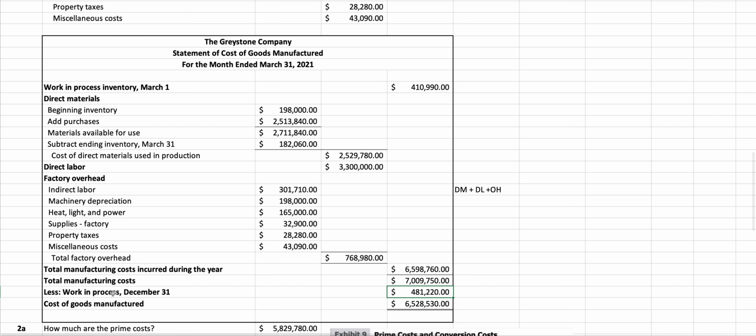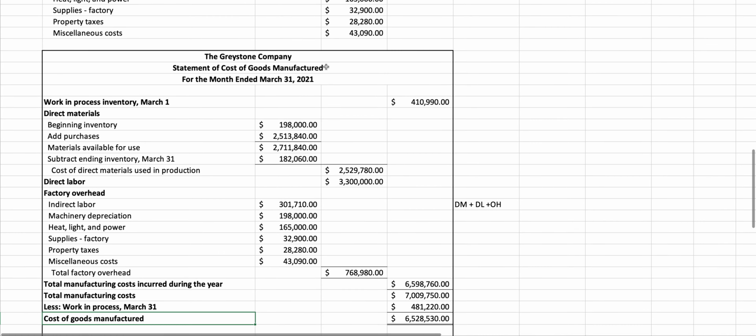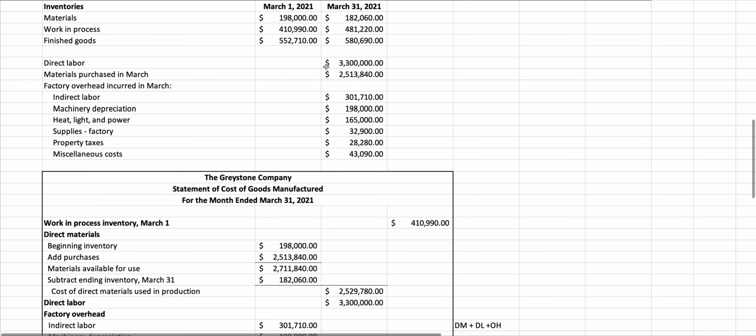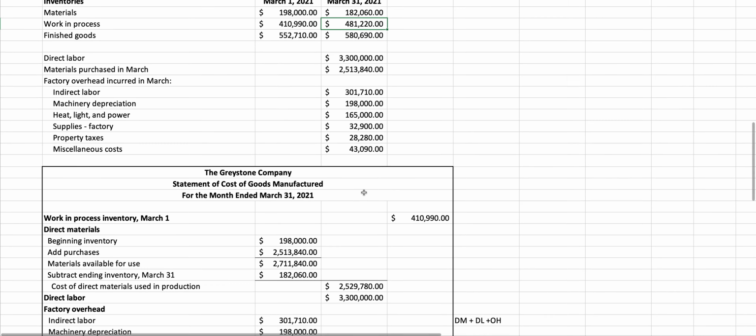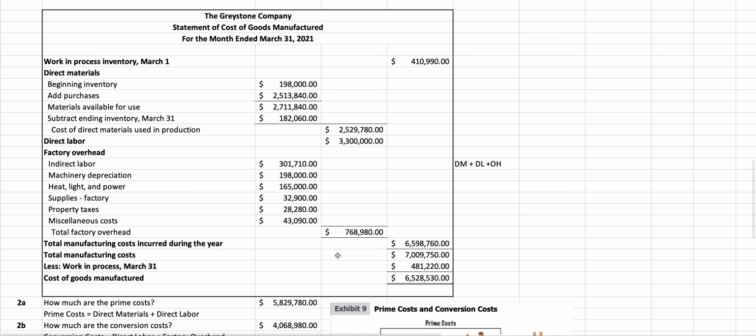Then we also want to subtract out anything that we didn't finish. And I say December, but let me change that to March real quick. There we go. And the ending work in process was 481. So we want to take that out of the whole mix. So now our cost of goods manufactured is $6.5 million. So I've created my statement of cost of goods manufactured.